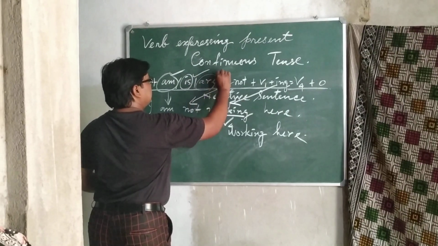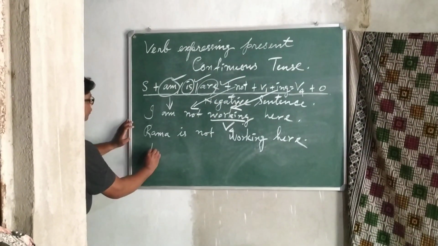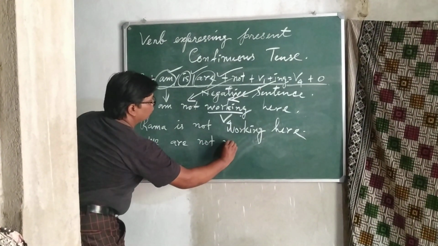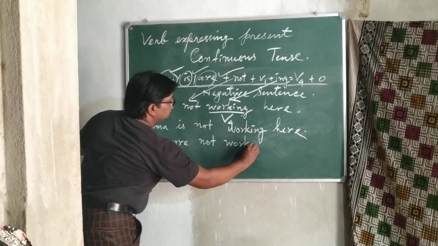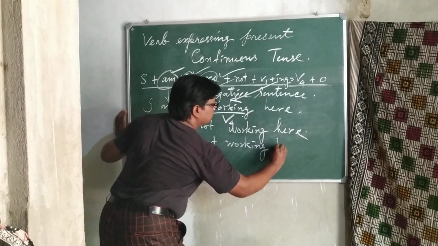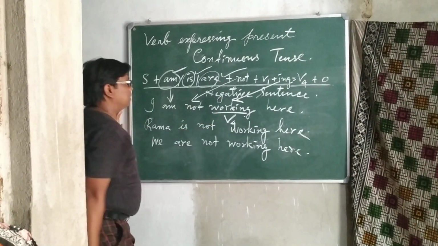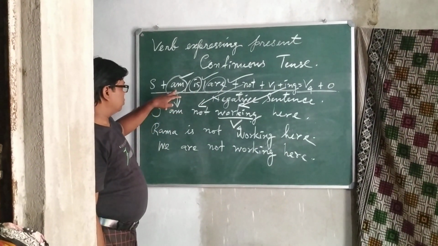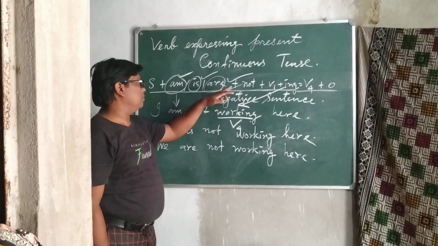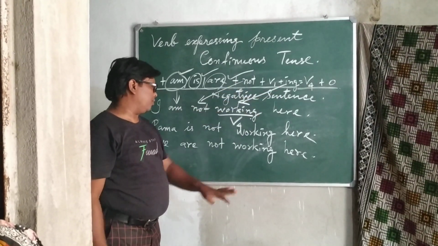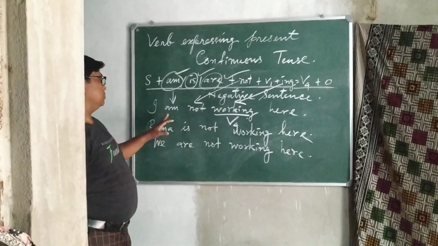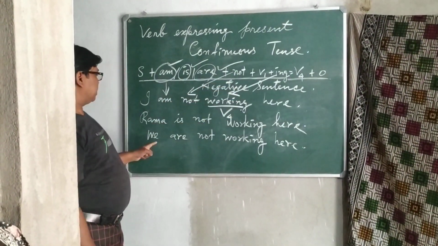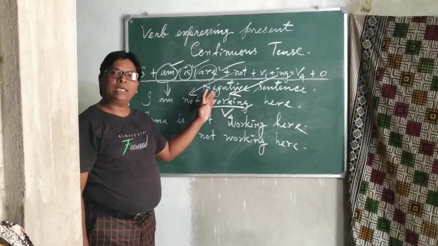Then let us see are. We are not working here. Is that clear? So these three categories of this formula, uses of am, is, are plus not plus V4, we are using in negative sentences. Negative sentence means the formula with not added.